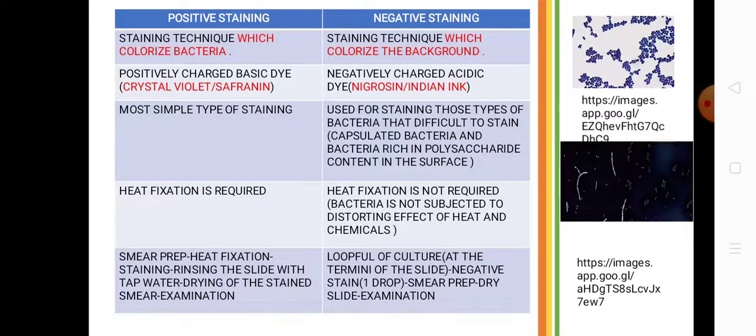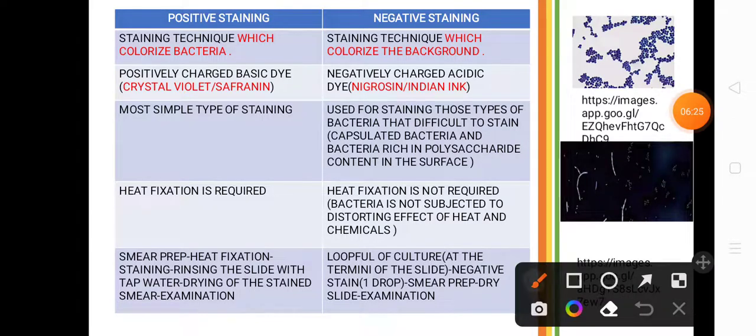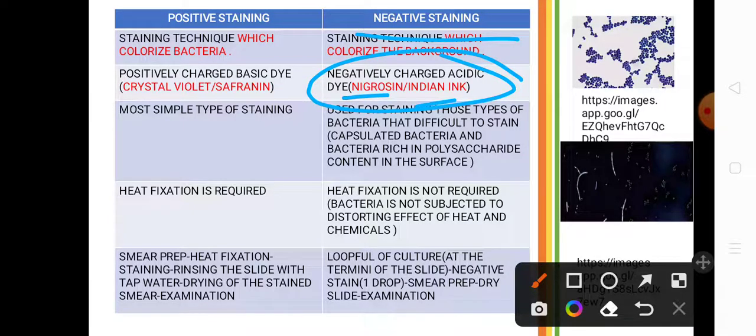Okay, and remember very carefully that in negative staining heat fixation is not present, and the washing step is not required. That is why bacteria which are capsulated as well as bacteria which are rich in polysaccharide can be well stained with the help of negative staining. And the stains used in negative staining are acidic dyes, negatively charged, for example nigrosin and Indian ink.